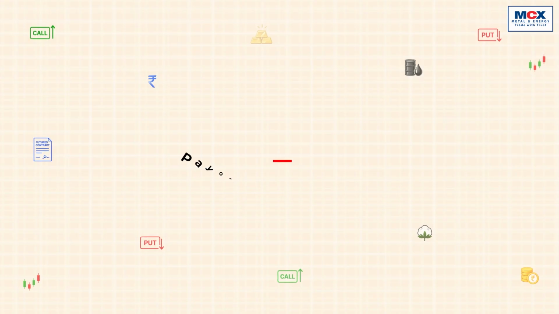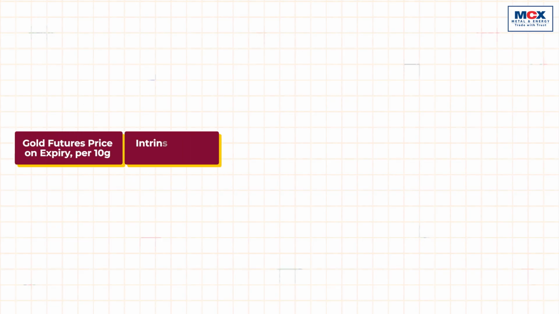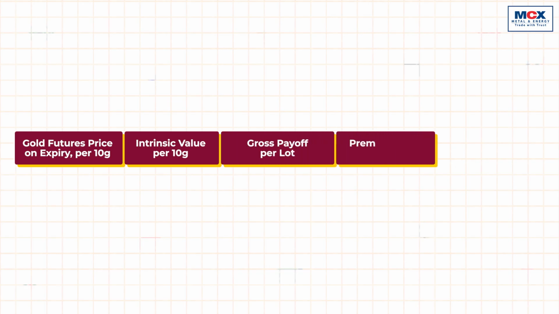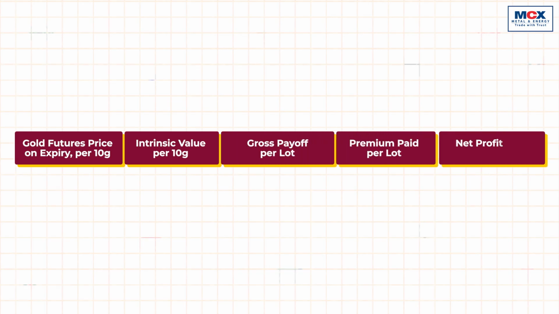We have created a table here that shows the net profit or loss per lot at different gold futures prices on expiry date. Payoff table for one lot. Gold futures price on expiry per 10 grams, intrinsic value per 10 grams, gross payoff per lot, premium paid per lot, net profit or loss per lot.